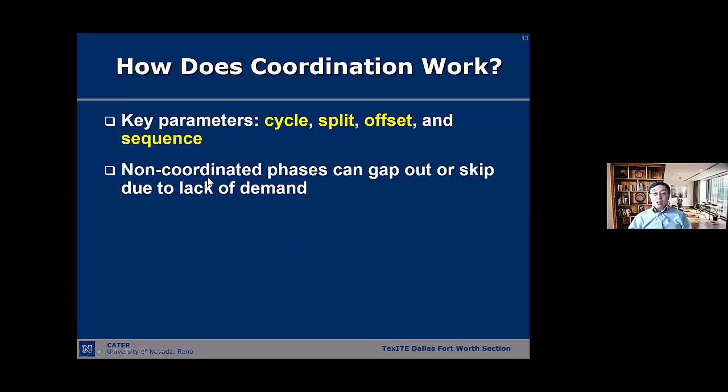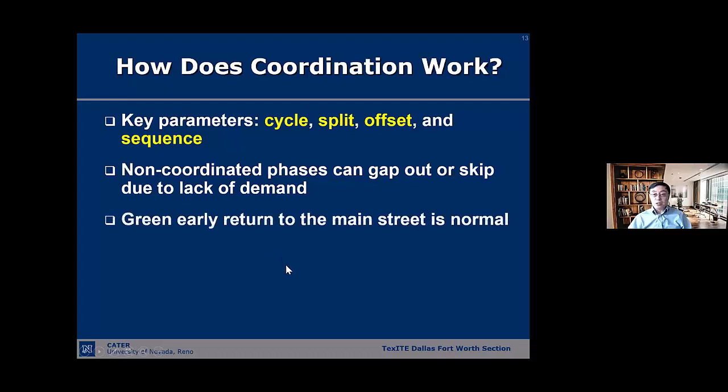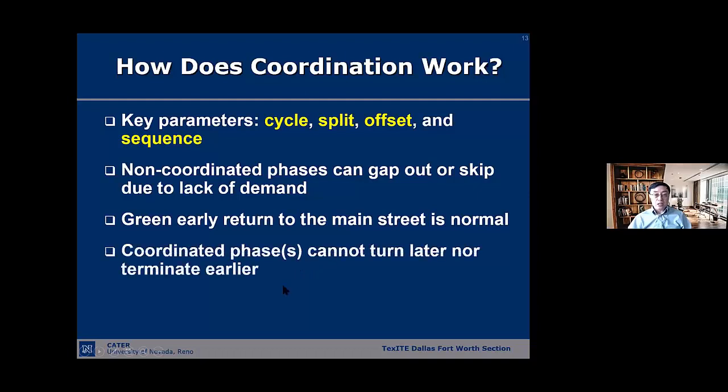The non-coordinated phases mean the side street or main street left turn, right? They can gap out or can even be skipped if there's no demand. So you need to understand that doesn't mean anything is wrong. It's just a normal situation. Therefore, green return to the main street is normal. It doesn't mean anything is wrong.